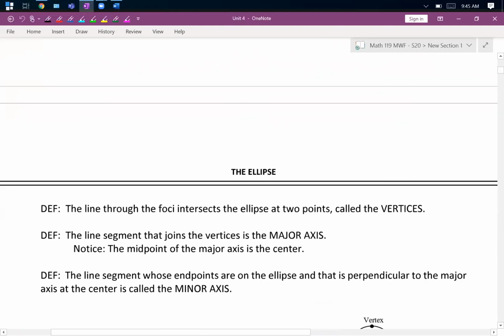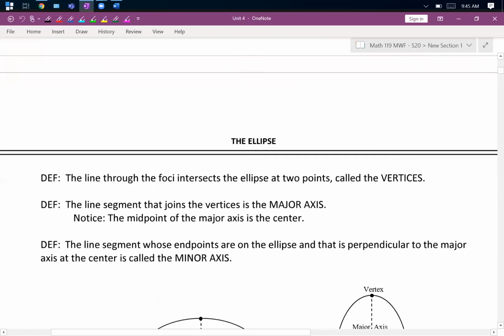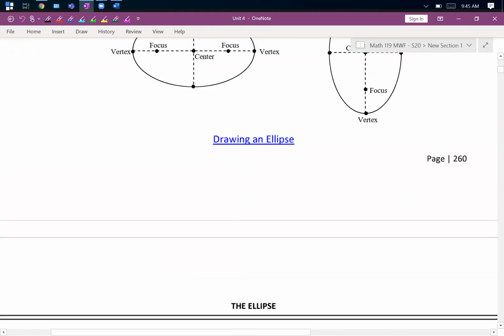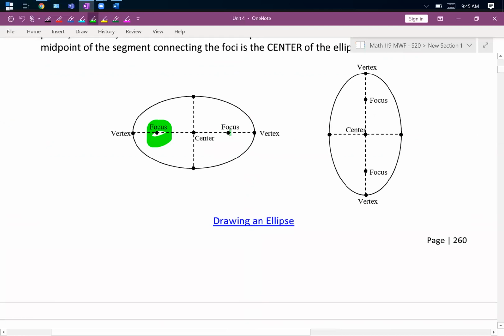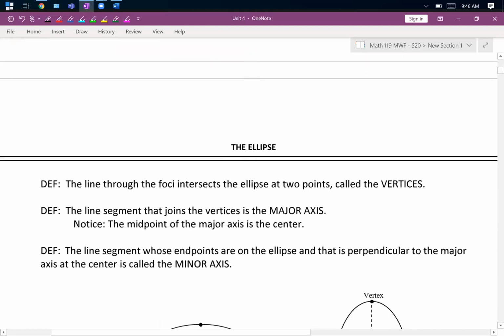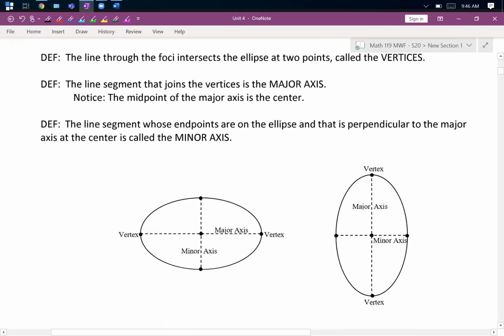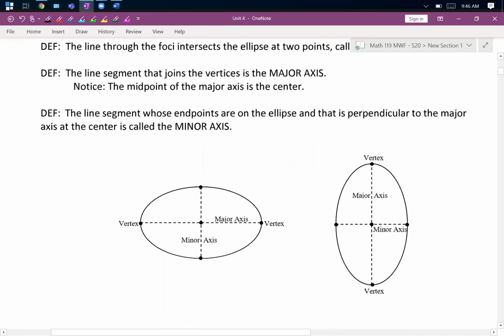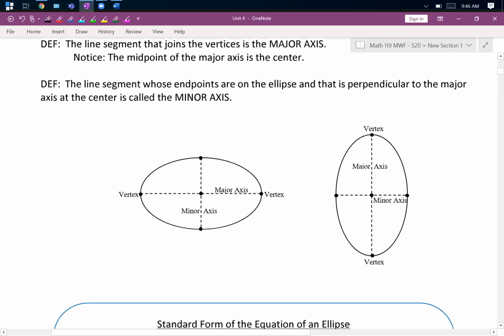The line through the foci intersects the ellipse at 2 points called the vertices. So we've got these fixed points, these foci, and then they're on the same line as the vertices. The line segment that joins the vertices is the major axis. Please notice that the midpoint of the major axis is the center, and the line segment whose endpoints are on the ellipse and that is perpendicular to the major axis is called the minor axis.